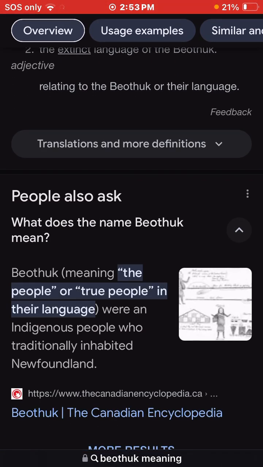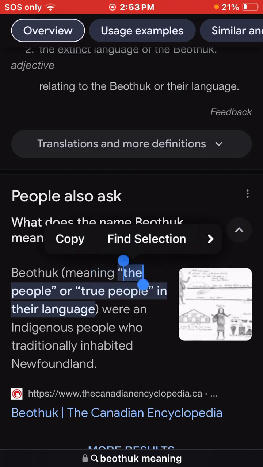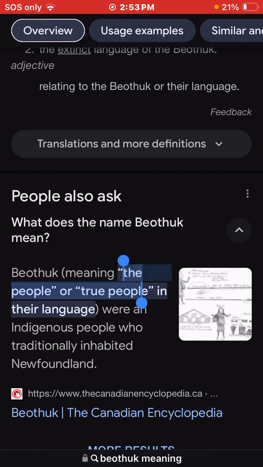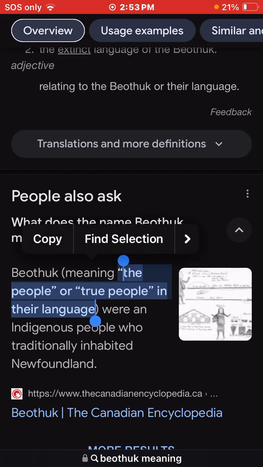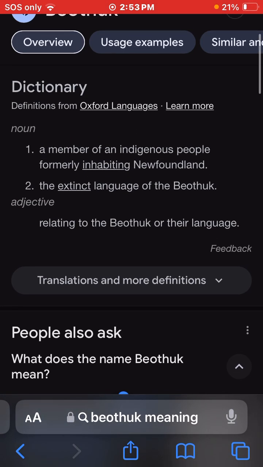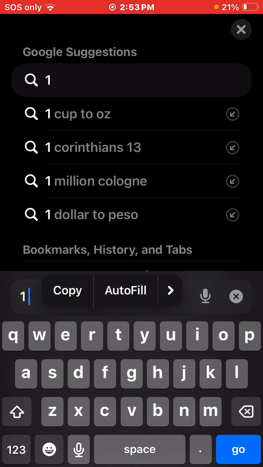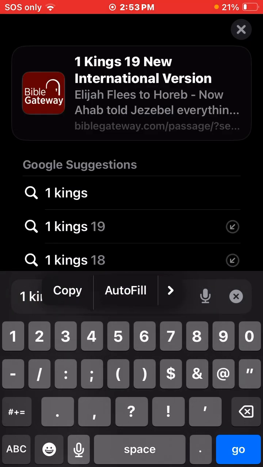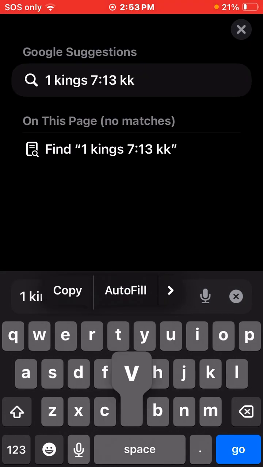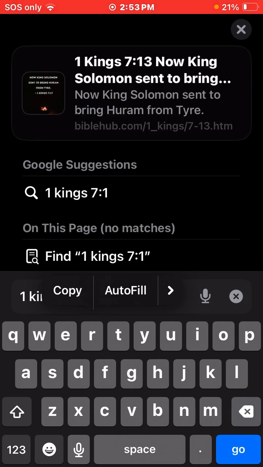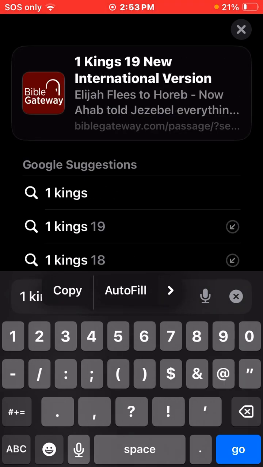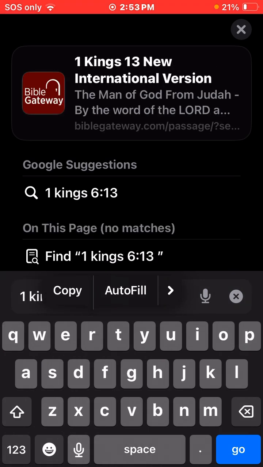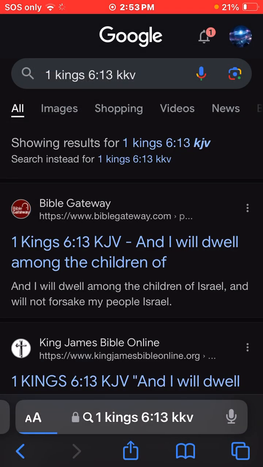okay, it says, the meaning is the true people in their language. The people or true people. And this is the Lord's people, man. Let's go into First Kings 6 and 13. Who are the Lord's people? The Lord's true people are the Israelites. It tells you that in First Kings 6 and 13.